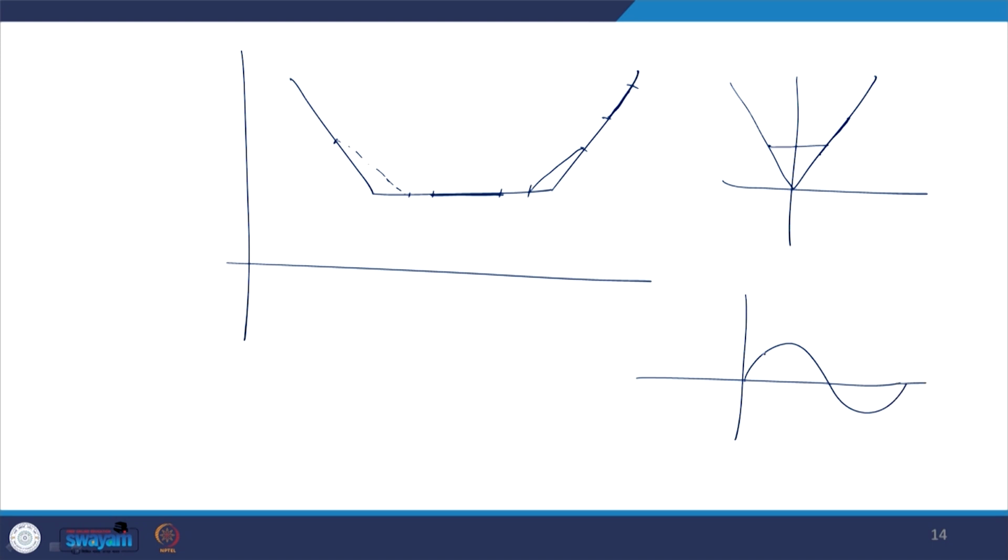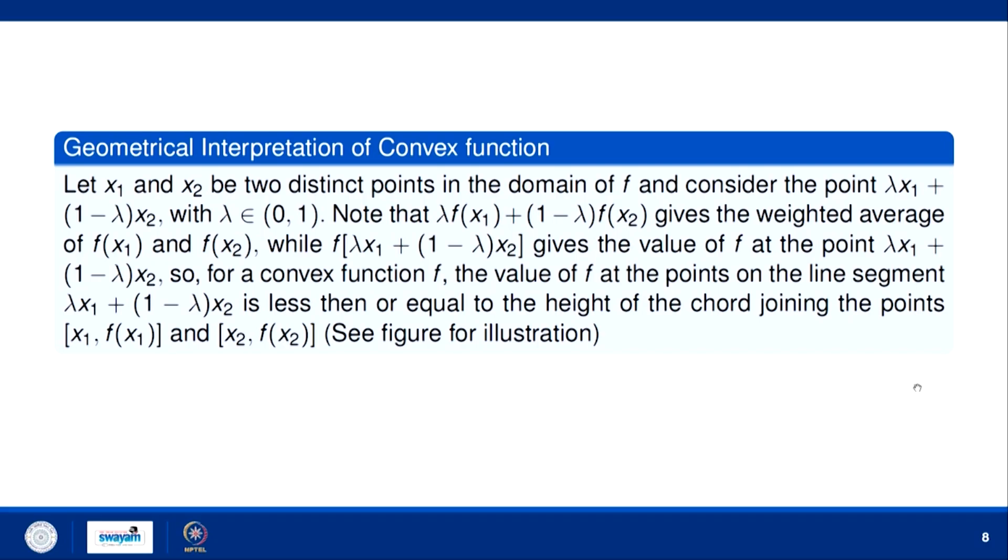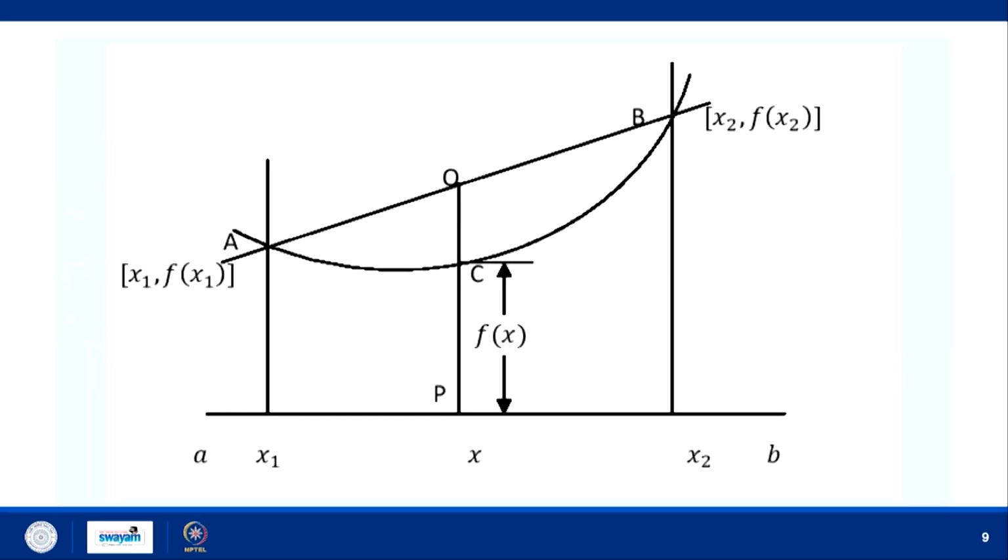Now, if you take one point here, one point here, and join the chord, it is below the curve. So, this function is not a convex function. However, in this portion from here to here it is convex. If you take one point here, one point here, and join the chord, it is above the curve. In this portion it is convex, but if you see it as a whole, from here to here, it is not a convex function. Okay. So, here is the geometrical interpretation of convex functions which we have just discussed.